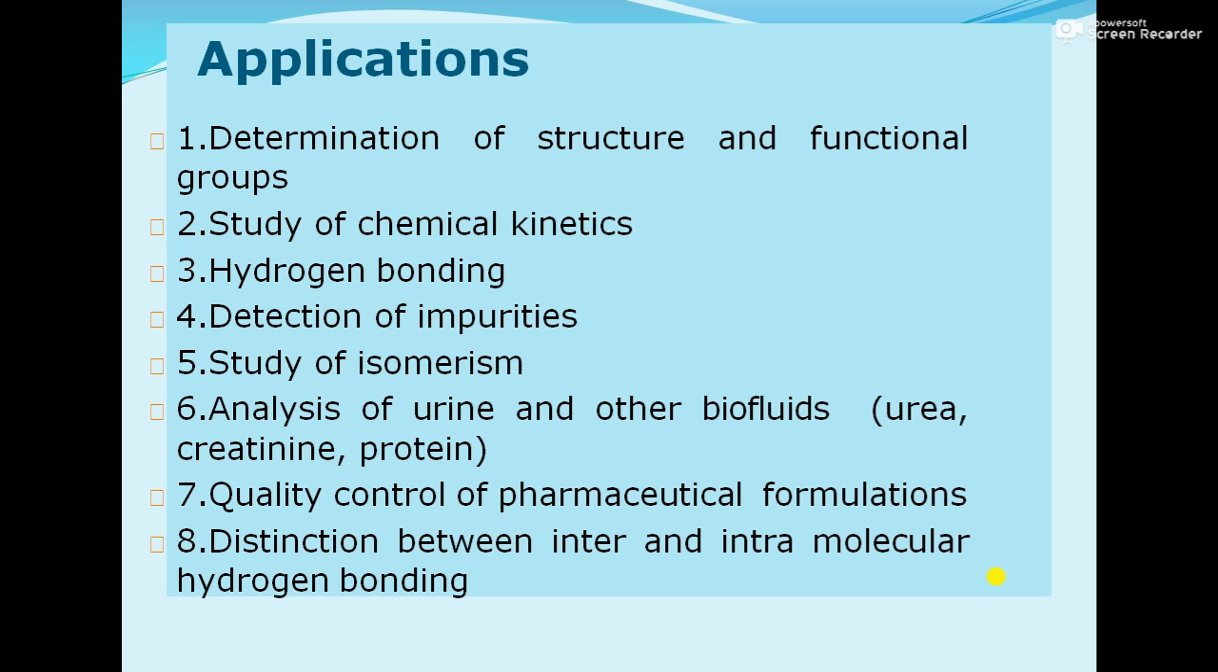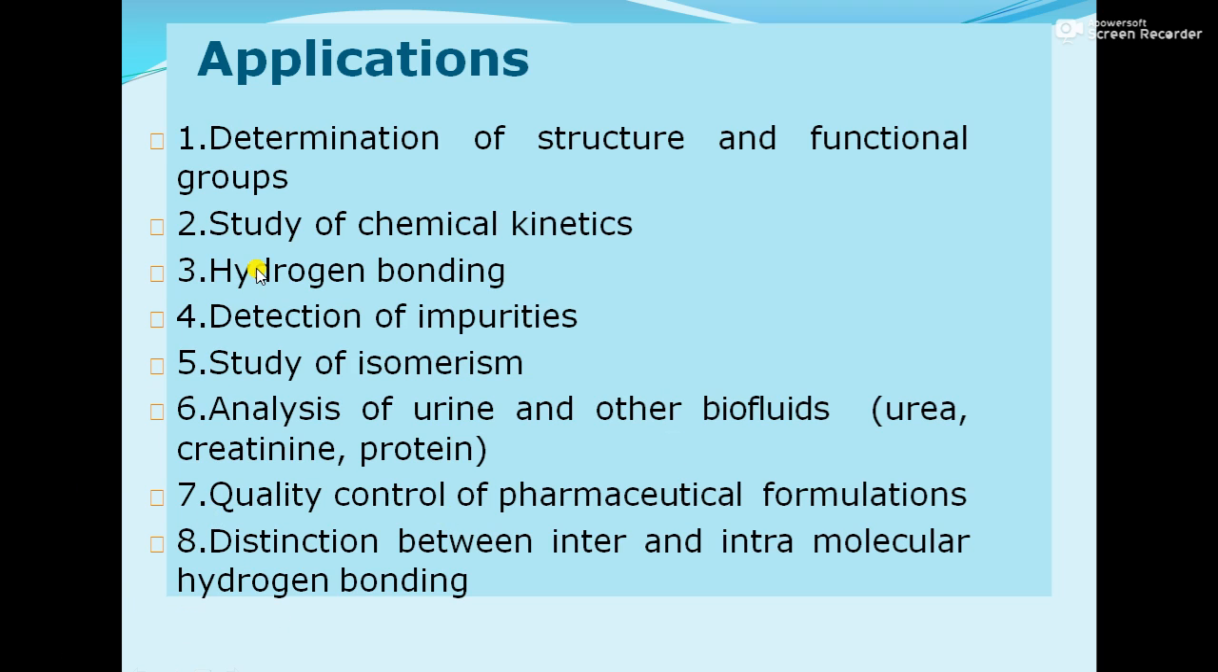Now, the next part is very important. This is about the applications of IR spectroscopy. The first application is that it helps to determine the structure and functional groups. Identification of functional groups can be done with the help of this. As we know, there is a functional group region, so it can help to determine the functional group. Different types of functional groups have different absorption frequencies. It can identify the structure of the compound. Identification of structure can be done by comparing the fingerprint regions of different compounds.